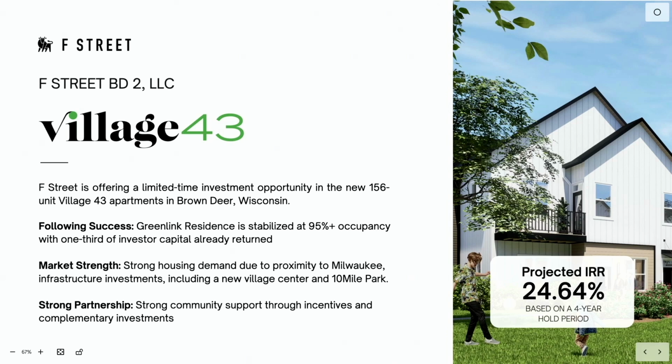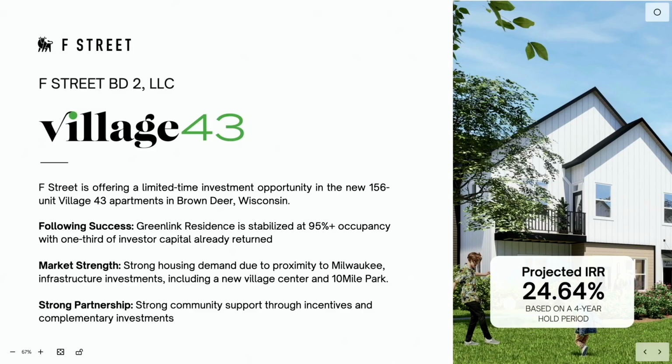And every single month, on the last business day of every month, Greenlink investors are receiving their distribution. We've never paused distributions. Distributions have always been going forward and will continue. We know that the market is strong. There's strong demand for housing in Brown Deer, which is very close to the Milwaukee market. There's great infrastructure. From Brown Deer, Village 43 or Greenlink, you can get downtown Milwaukee in 20 minutes.